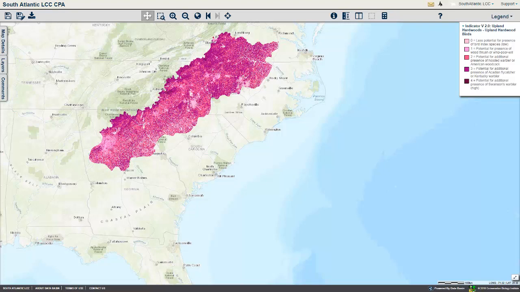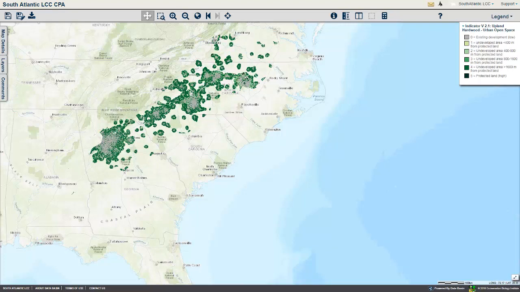For all the indicator maps, darker colors indicate better condition or higher scores. We'll start with the indicators that are specific to the upland hardwood ecosystem. This is upland hardwood birds, an index of habitat suitability for 7 bird species. Urban open space is an index based on the distance of urban areas from open space.